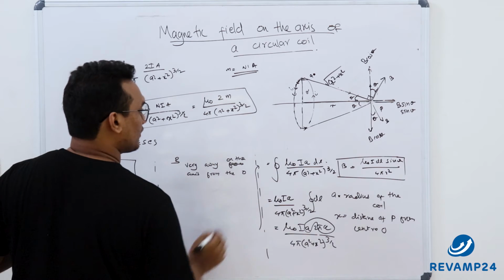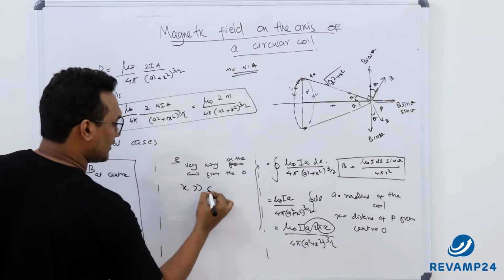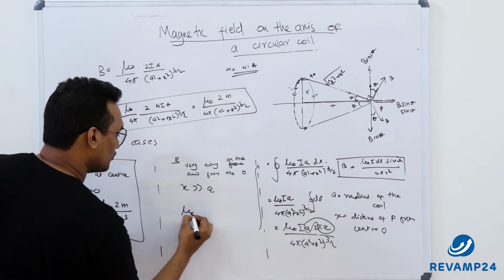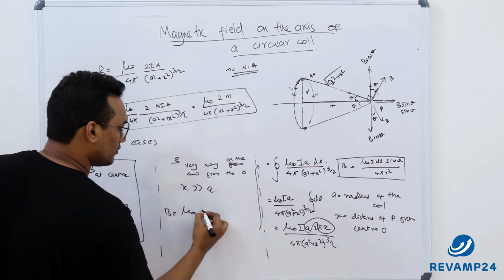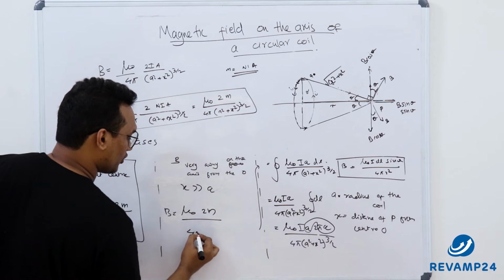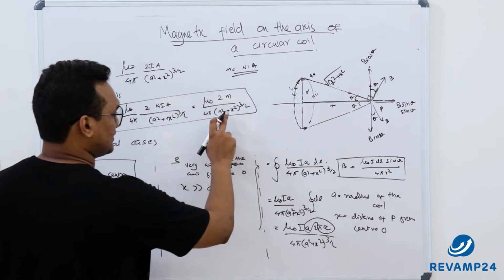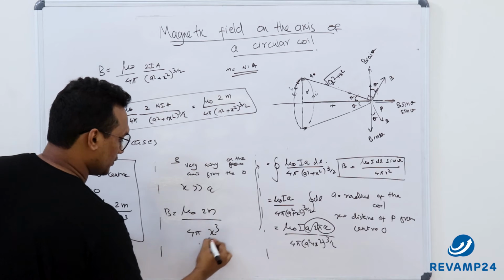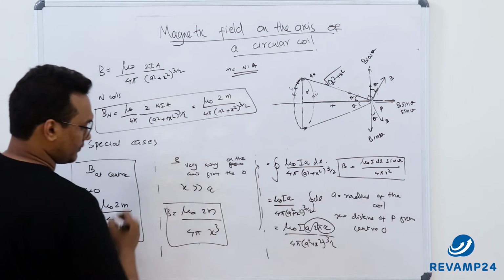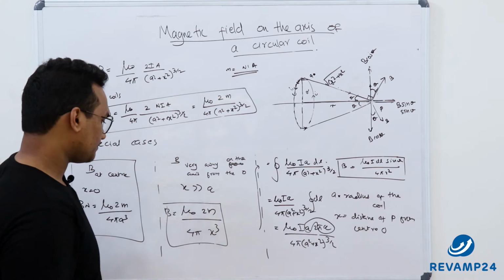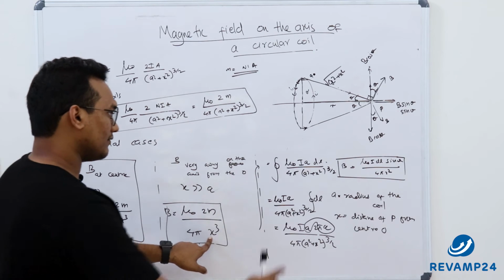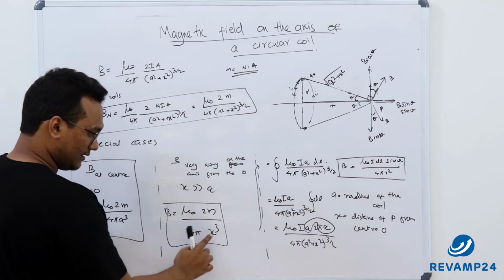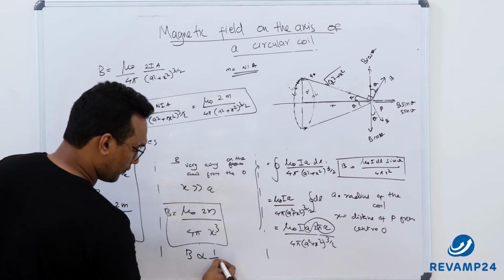Now, be very far away from this, that is, x is very much greater than a. So a can be ignored, a is moved to 0, and the value will be B is equal to mu 0 into 2m divided by 4 pi, x square the whole power 3 by 2. So one thing is very sure: when we increase the value of x, the magnetic field decreases. See, B is inversely proportional to x cube.